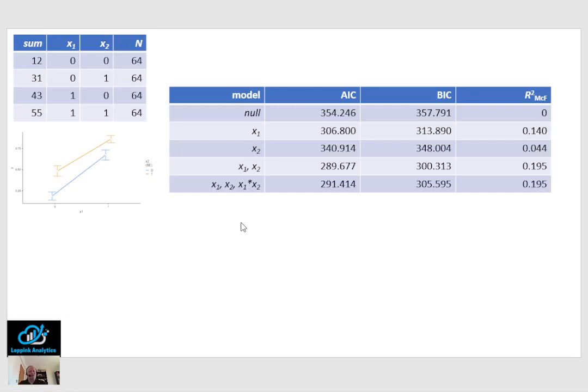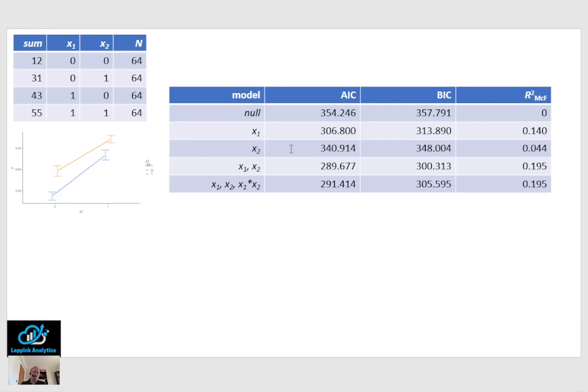The R-squared statistic is higher when the model performs better. The first model, the null model, has an R-squared of 0. Then X1 has an R-squared of 0.14. X2 has an R-squared of 0.044, which is notably lower, and that's why you see, for instance, that AIC and BIC of the X2 model are higher than for the X1 model, because AIC and BIC work the other way around. The lower, the better.